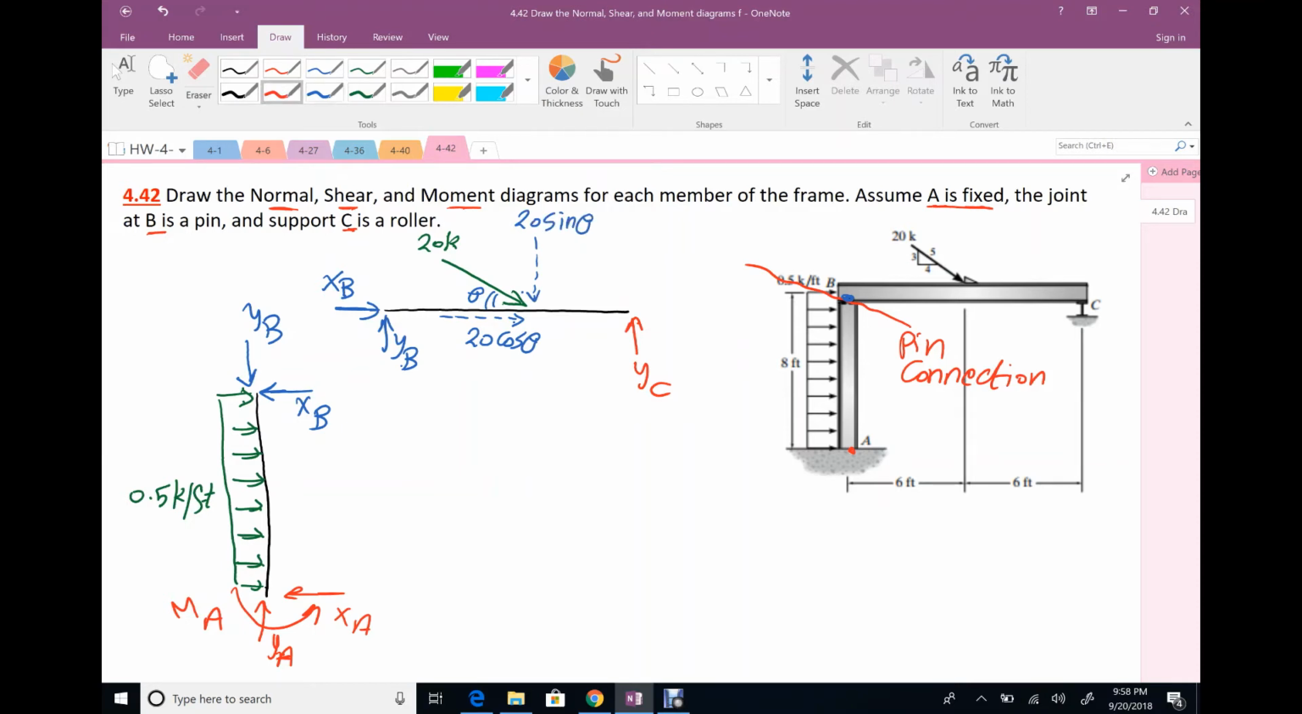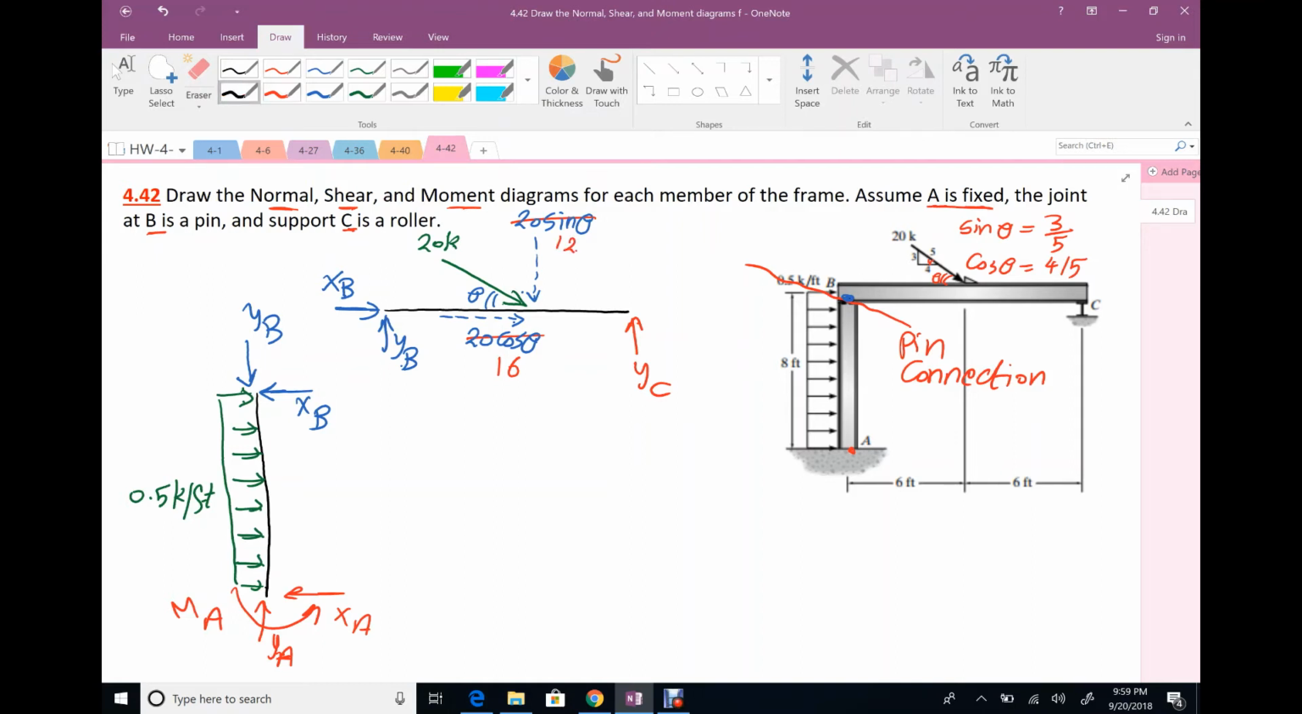Remember, we have a triangle here, and we assume this angle theta. That means this little angle is theta also. So sine theta will be the opposite, 3, divided by the hypotenuse, 5. Cosine theta will be 4 divided by 5. So cosine theta, 4 divided by 5, times 20 is 16. 20 sine theta will be 12.